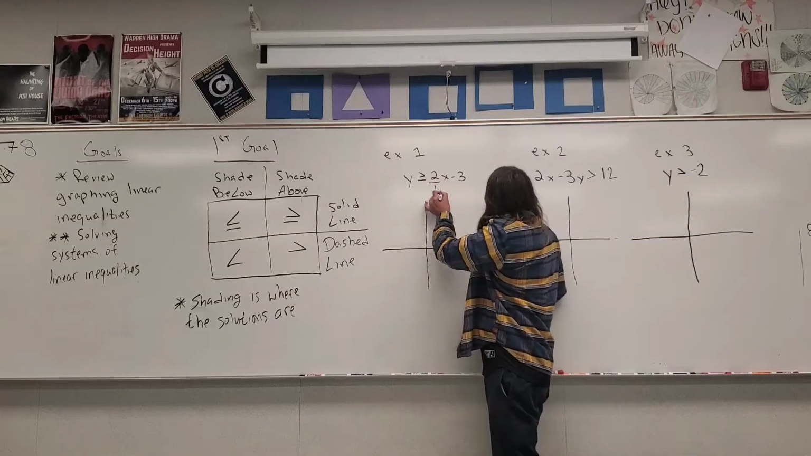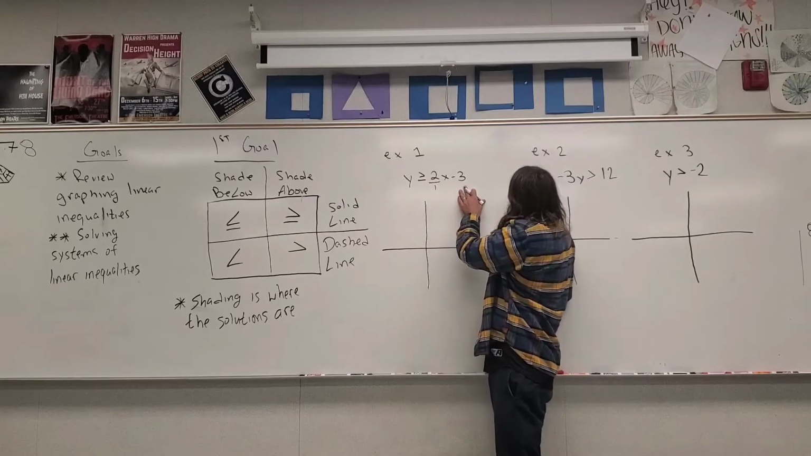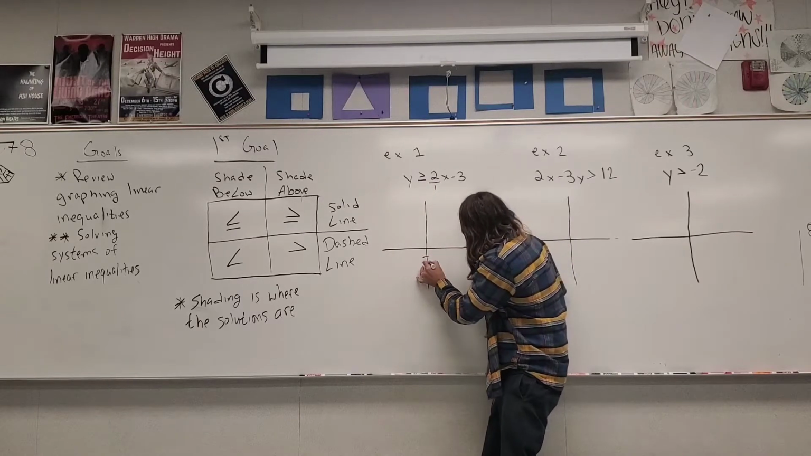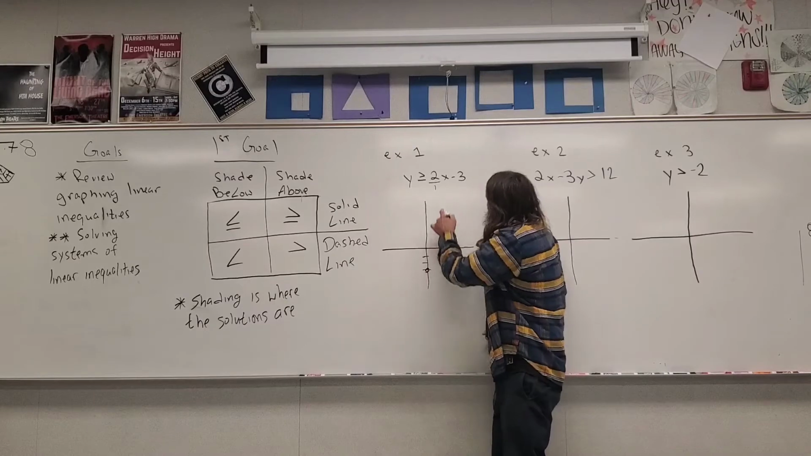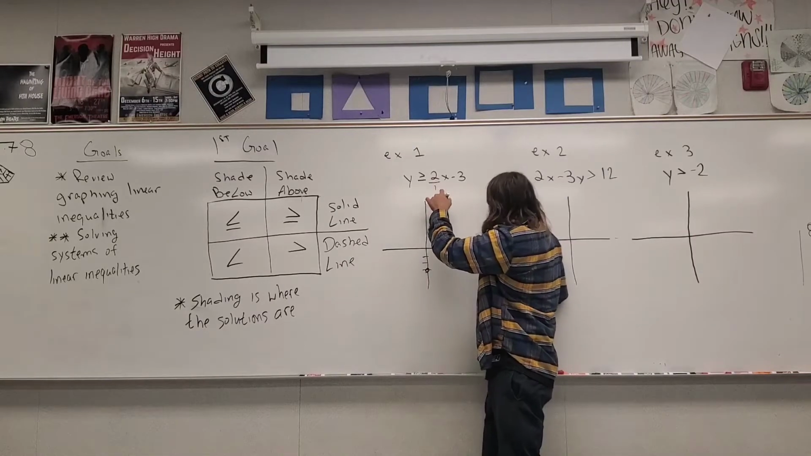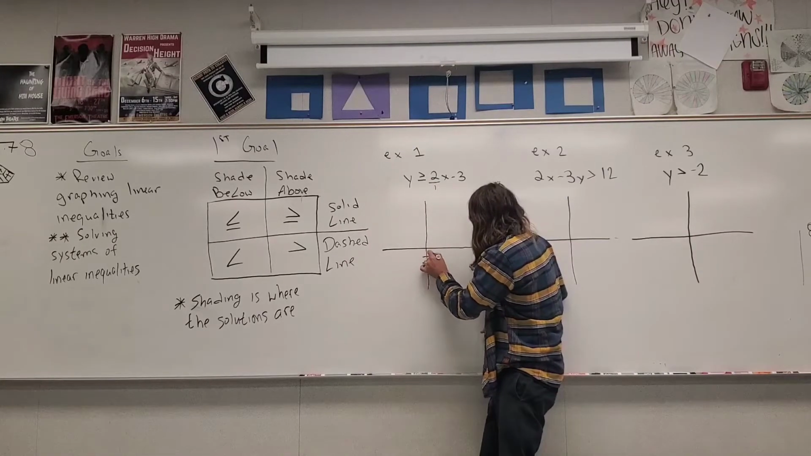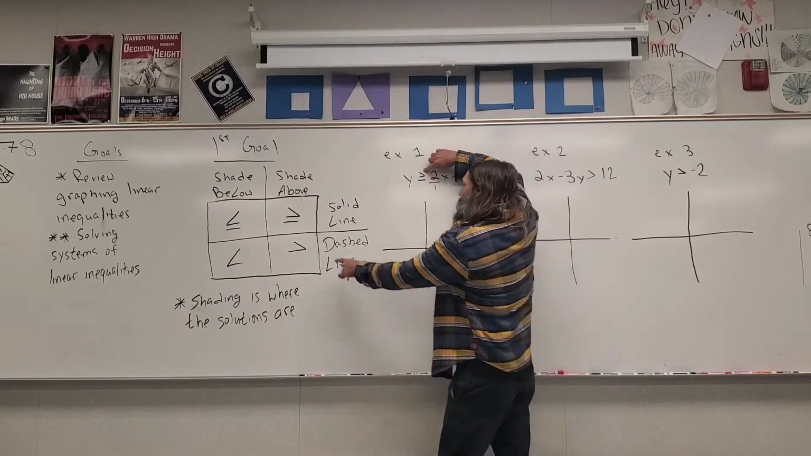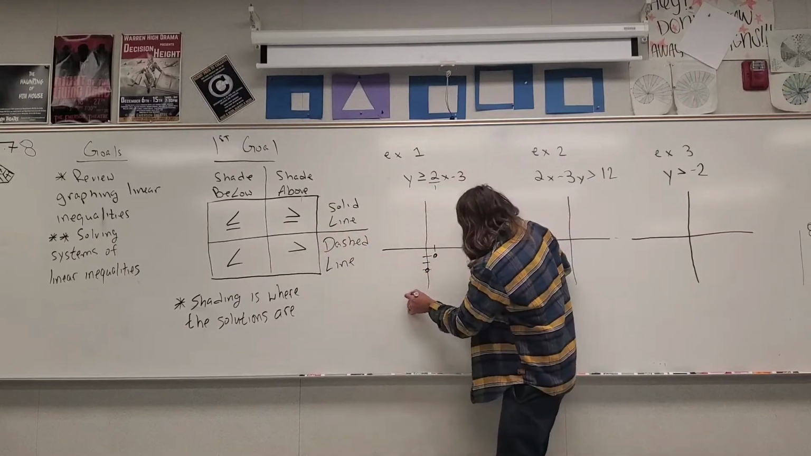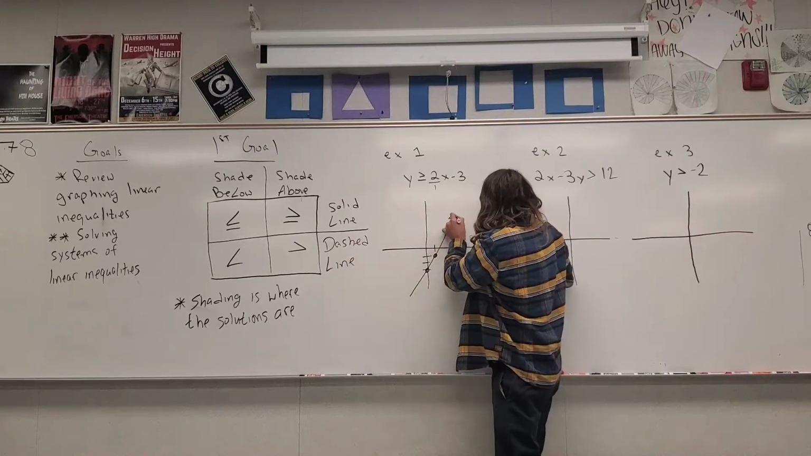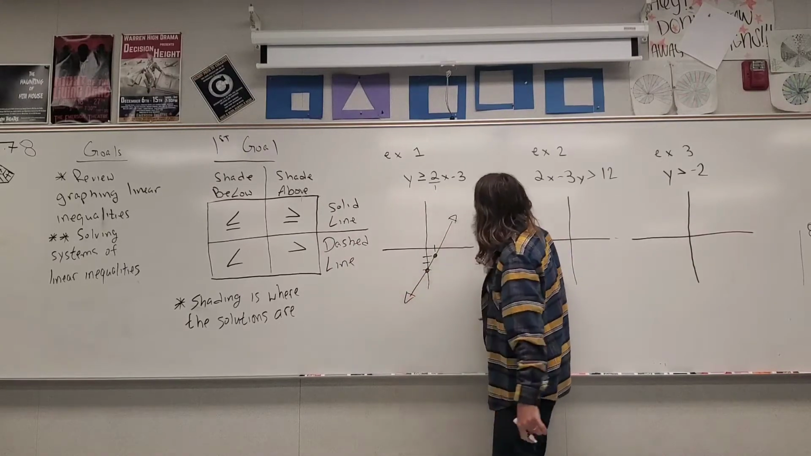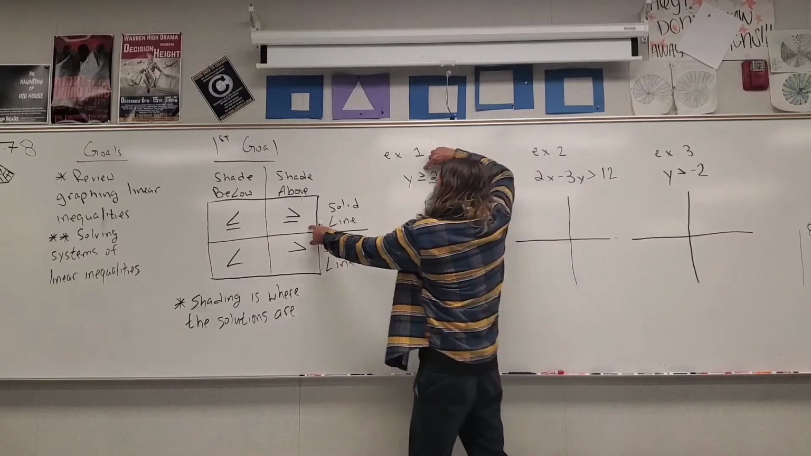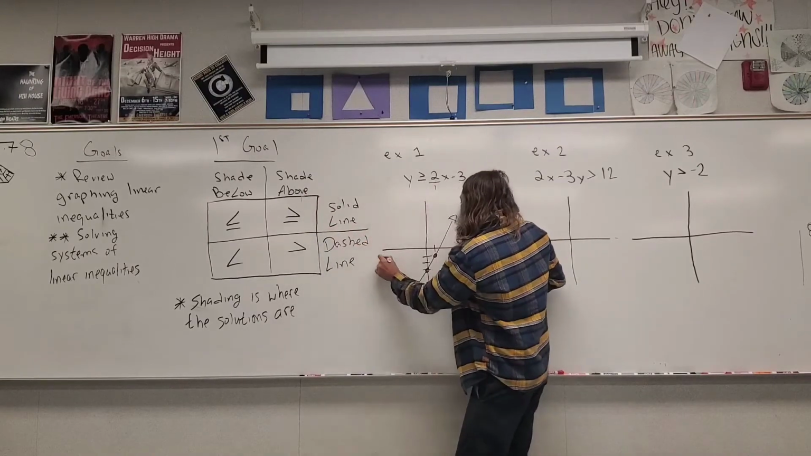Remember, I graph using slope and my y-intercept. I begin at -3. I move up 2, right 1. So up 2, right 1, I get to here. My line is solid. And since I have this symbol, I'm going to shade above.